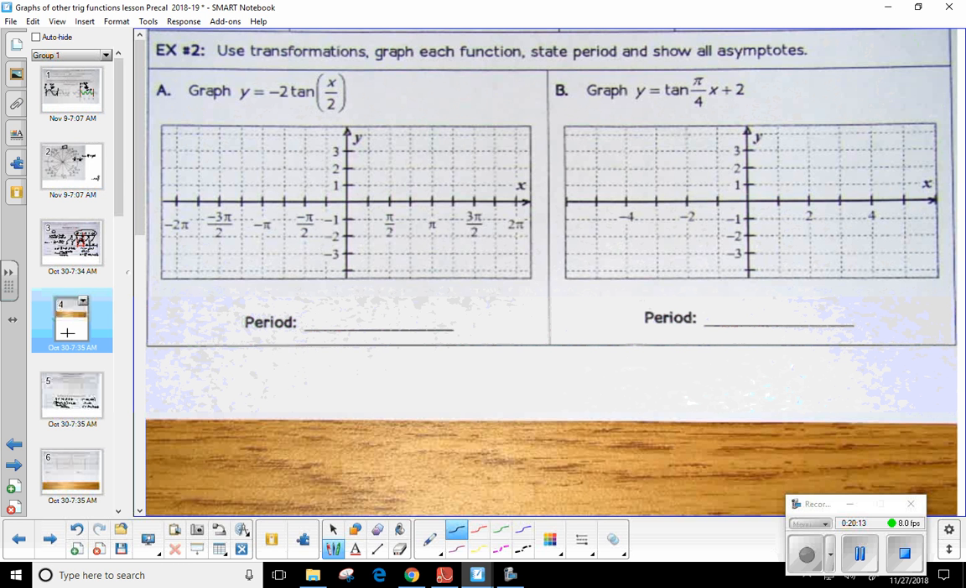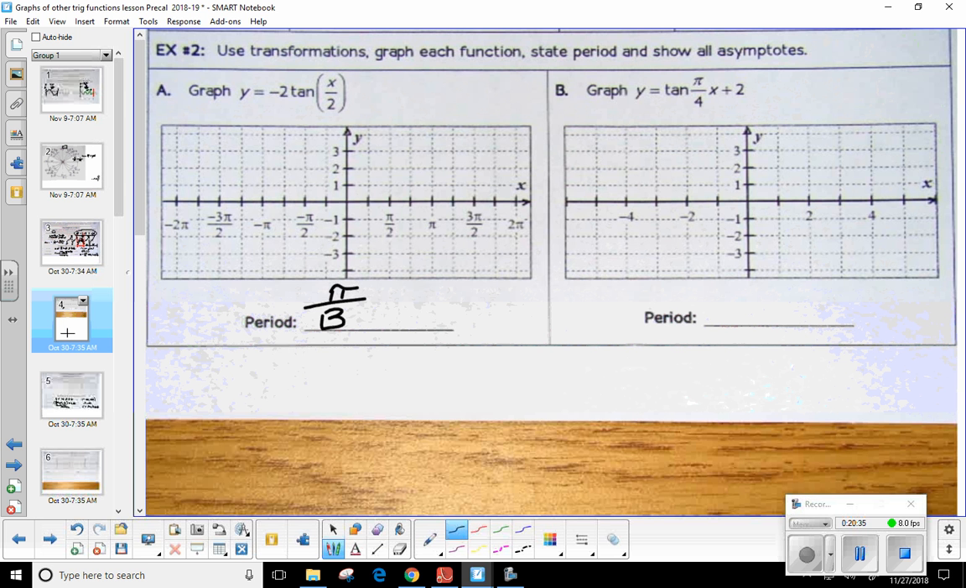It's 2 pi over b, right? But tangent and cotangent are different than the others. They're special. For the period, you'd have to take pi over b. Because for sine and cosine, their period is 2 pi, right? But for tangent and cotangent, their period is only pi, and it's really easy to forget.